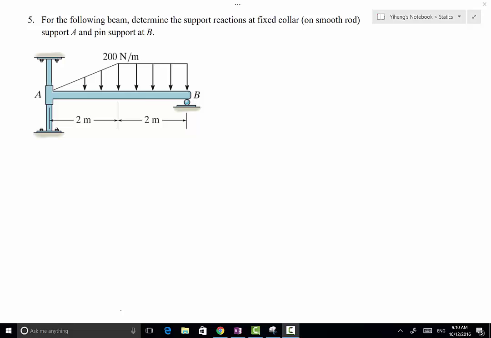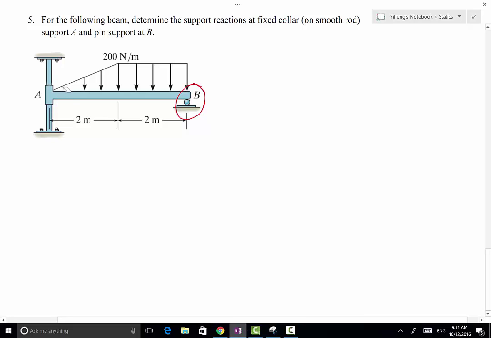In this problem, we have a beam that is subjected to a distributed load, as you can see, and it's supported at point B by a roller, and at point A, here we have a smooth rod, which means that there's no friction, and this beam is allowed to move up and down along this rod, but it's not allowed to move left to right. And also, because this beam is fixed to this collar, therefore it is not allowed to rotate either.